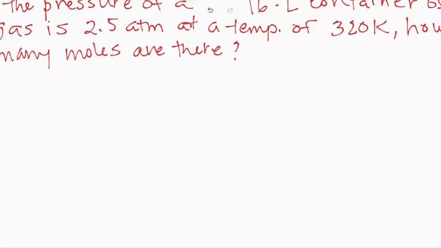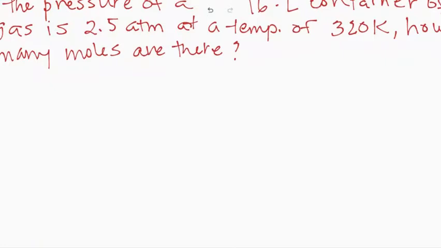Okay, in this video, I'm going to do an ideal gas law problem. And I've got the problem written here. It's the pressure of a 16-liter container of gas is 2.5 atmospheres at a temperature of 320 kelvins. How many moles are there? Okay, so the first thing I want to do is to list the variables and their values.